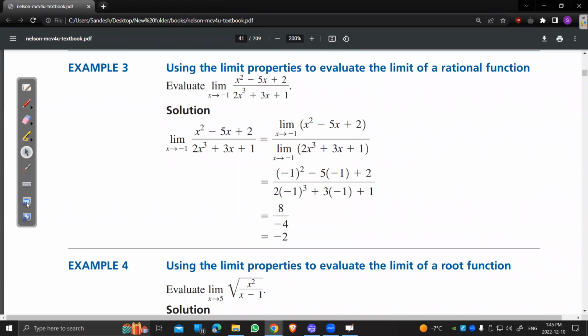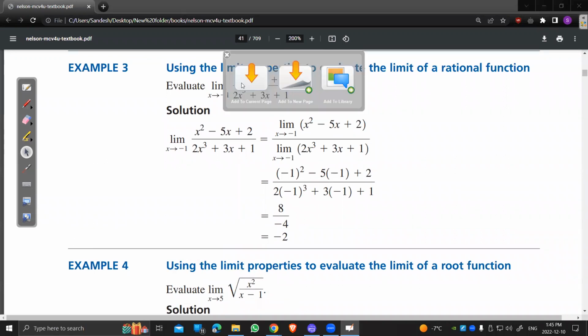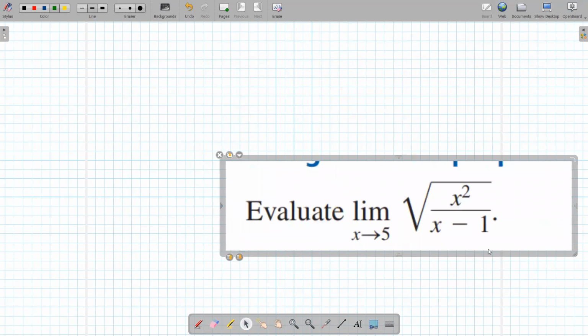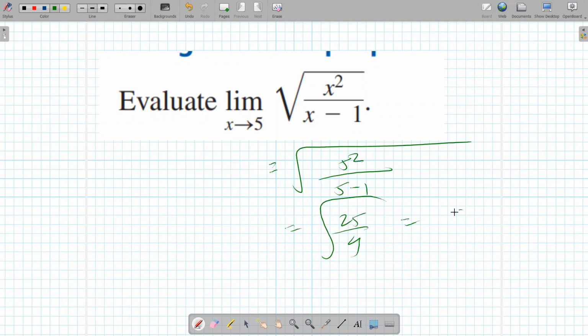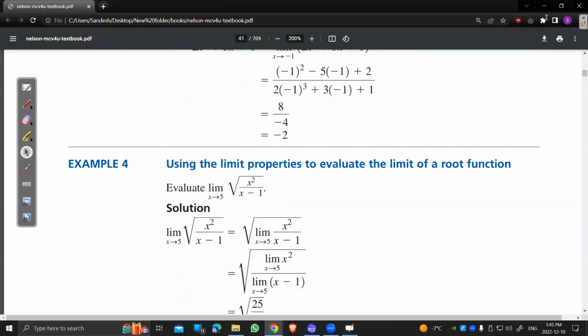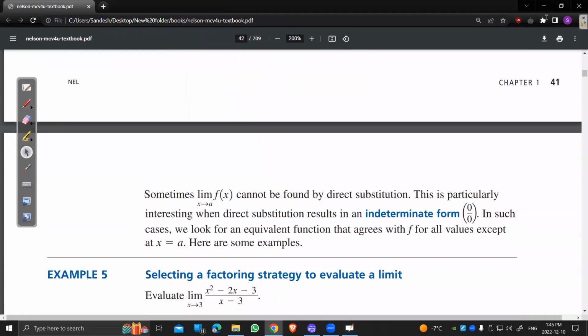What about this one? Is this continuous at 5? Well, let's find out. So we have 5 squared over 5 minus 1. So we have the square root of 25 over 4. The answer is 5 over 2. Take the square root of the numerator, take the square root of the denominator. Or even plus minus, but I don't think it can have multiple limits. It's going to be strictly plus. Okay? So most of them are just plug and chug.